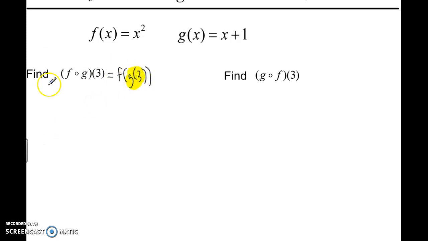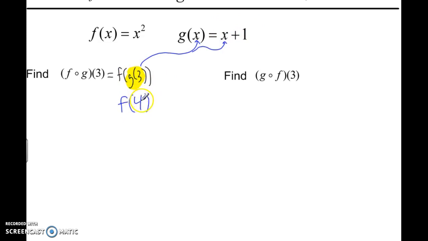So the first thing you have to do is go, okay, what is g of 3? So we're going to take the g function. Everywhere there's an x, we're going to plug in a 3 there. And you could probably do this in your head. G of 3 is 3 plus 1, or in other words, 4. So g of 3, we can say that's really 4. So we substitute 3 into the g function. We get 3 plus 1 is 4. So g of 3 is 4.